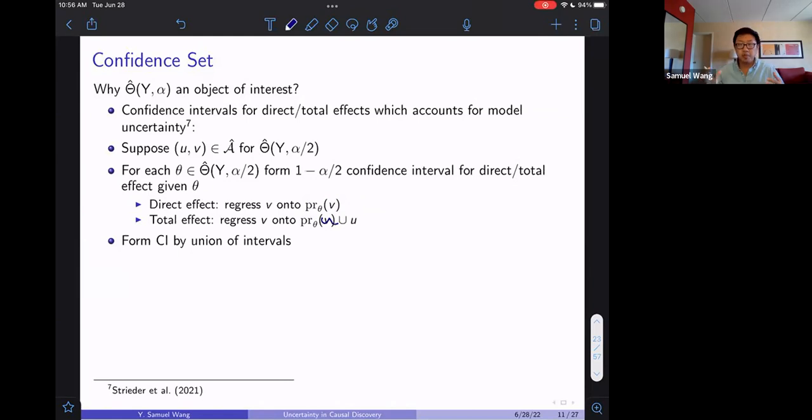Right, and so you can get a confidence interval for the linear coefficient, which corresponds to U, and this is just the normal linear regression confidence interval that you might get. But if you take each of those confidence intervals and take the union over all theta, you're going to get a fairly wide confidence interval in some sense. This then forms a confidence interval for either the direct or the total effect, which accounts for your model uncertainty. So this is similar in some sense to the problem that was considered by Strider et al.